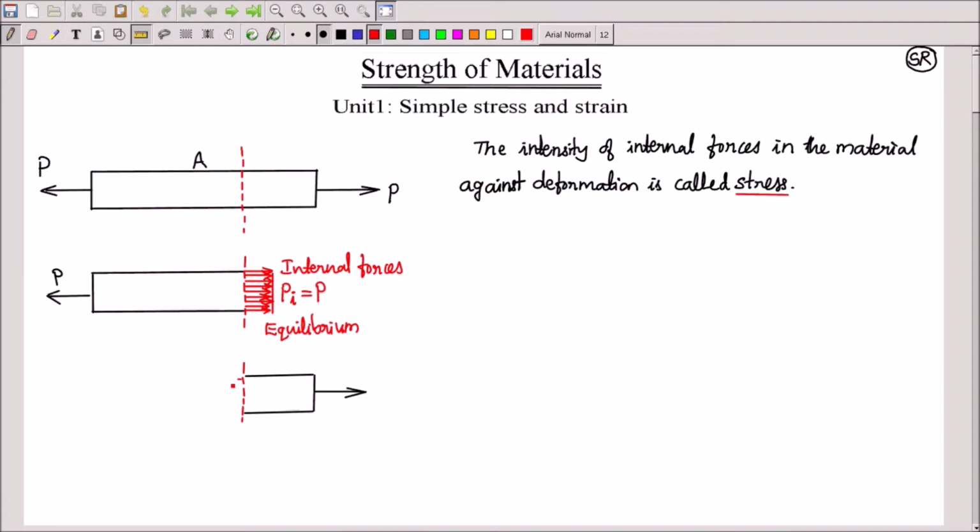Similarly, I can show the right portion also. This is the right portion. This is the applied load P, and internal forces will be in the opposite direction like this, and the total magnitude of this internal force should be equal to the externally applied load P.